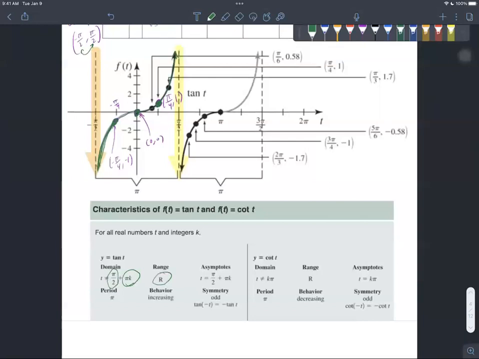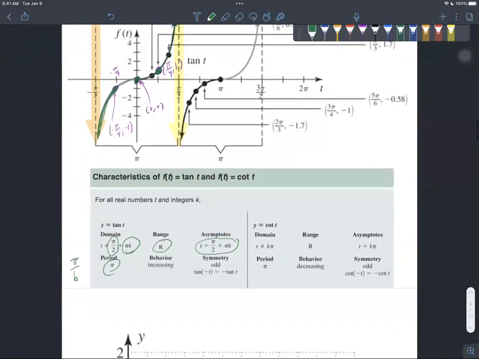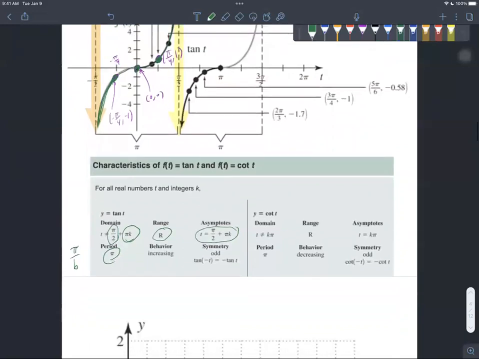The range of this function here is all real numbers, since it goes down to negative infinity and up to positive infinity. The asymptotes occur exactly where the domain is, at the values at which the function is not defined. The period we already mentioned is pi. More generally, if there's a vertical or horizontal stretch or compression, then the period can be found by doing pi over b. And then this function is an increasing function from left to right.